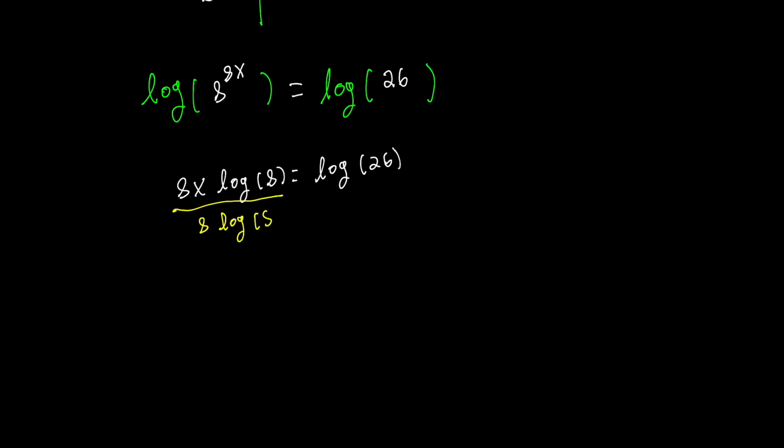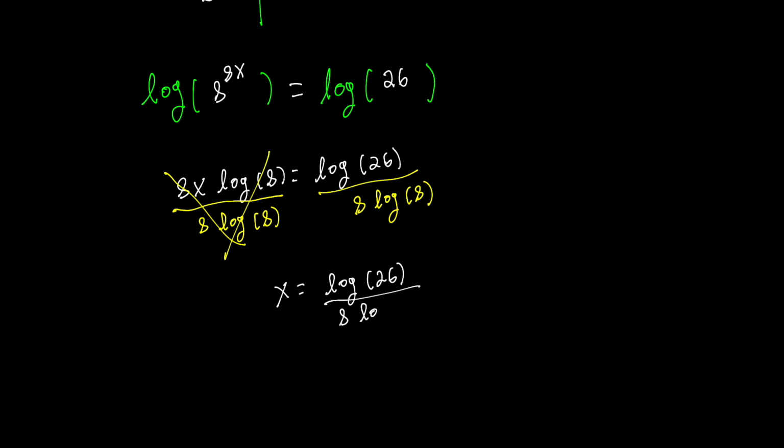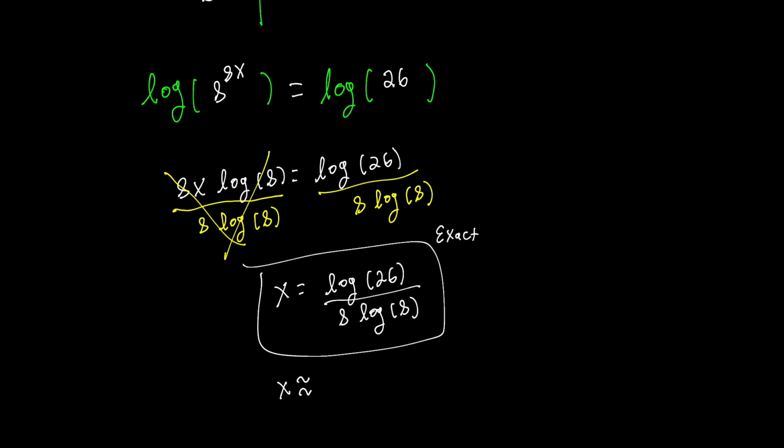And now I can isolate x by dividing both sides by 8 log 8. And my exact solution would be log of 26 over 8 log 8. Putting this into a calculator, I get an approximation of about 0.12.